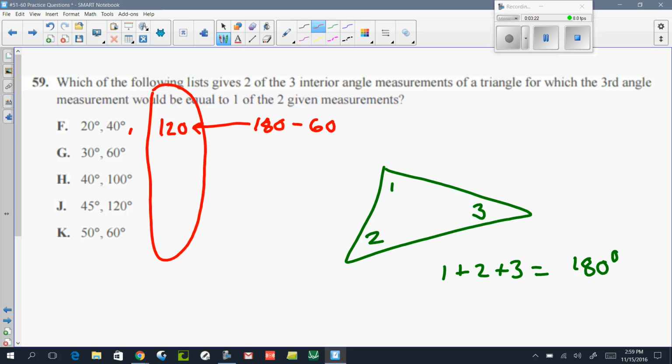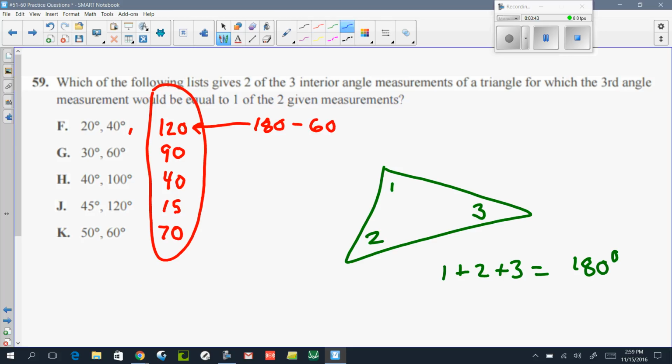Next one, we have 30 and 60 is 90. We subtract that from a total of 180, and we end up with 90. Here we have 140. We subtract that from 180. We end up with 40. Here we have 165. We subtract that from 180, and we end up with 15. And in this case, we have 110. We subtract that from 180. We end up with 70.